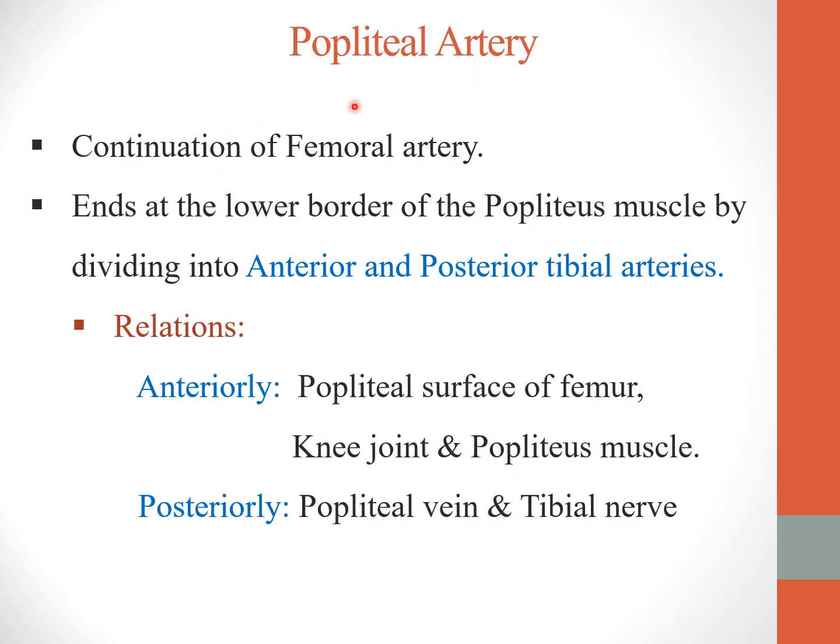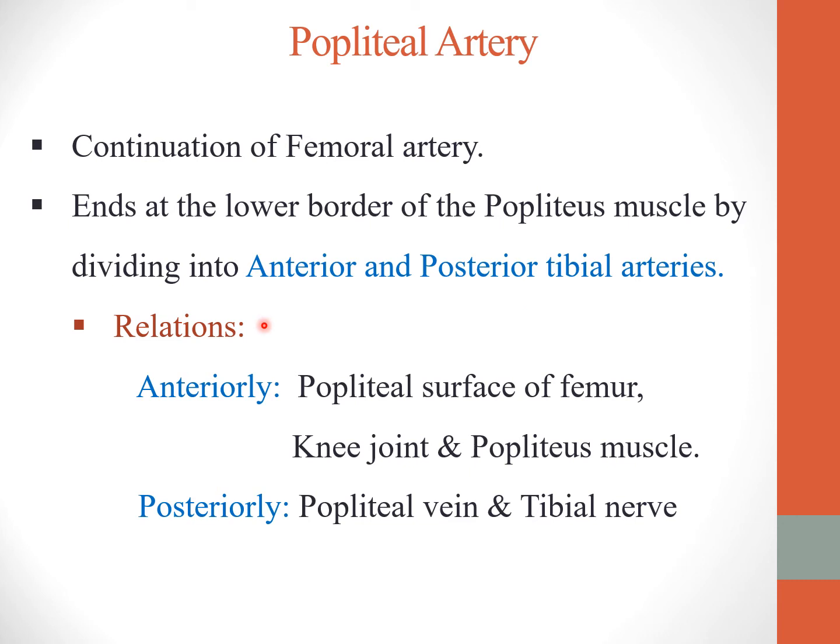Now after the femoral artery, the second artery of this region is the popliteal artery, which is a continuation of the femoral artery, and as we have discussed, it starts its journey at the adductor hiatus and it ends at the lower border of the popliteus muscle by dividing into two arteries, anterior tibial and posterior tibial arteries.